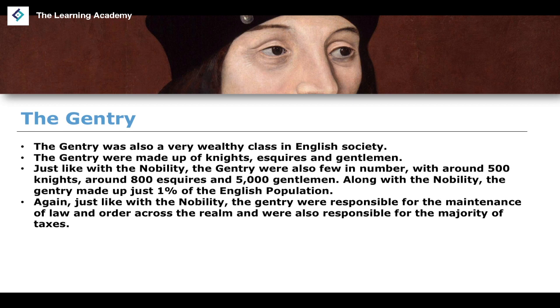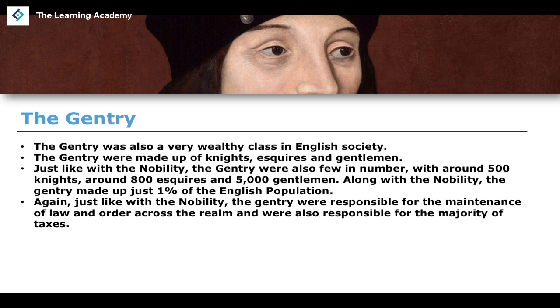They were incredibly dissimilar in terms of the relative rarity between them. So the nobility were incredibly top 0.1% of the population, and the gentry were much more in number. But in terms of the roles that they had within society, the ability to maintain law and order, and in terms of the relative wealth and power they had in society, they were both incredibly wealthy classes.